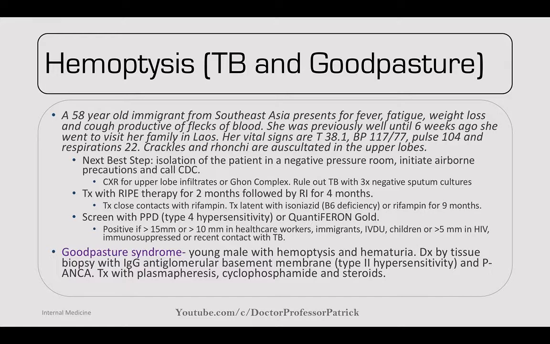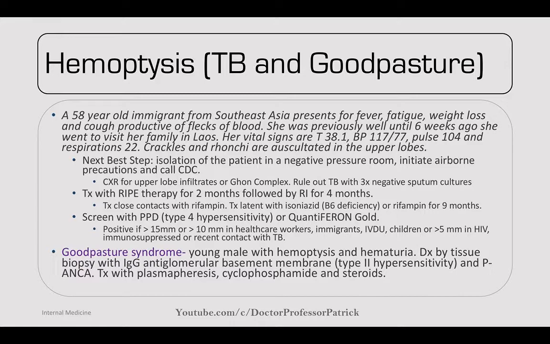Her vital signs are temperature of 38.1, normal BP, elevated pulse, and respirations of 22. Crackles and rhonchi are auscultated in the upper lobes. The next best step is isolation of the patient in a negative pressure room. We don't want to spread TB infection anywhere else, and initiate airborne precautions and call the CDC. A chest x-ray can show upper lobe infiltrates, or a Ghon complex is what it's called, and you want to rule out TB with 3 negative sputum cultures.